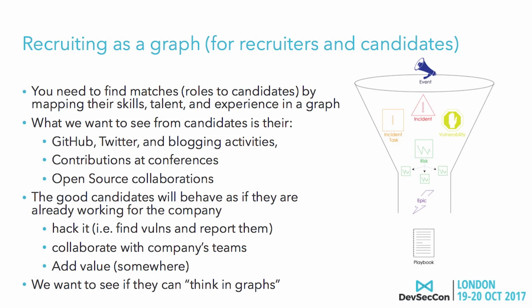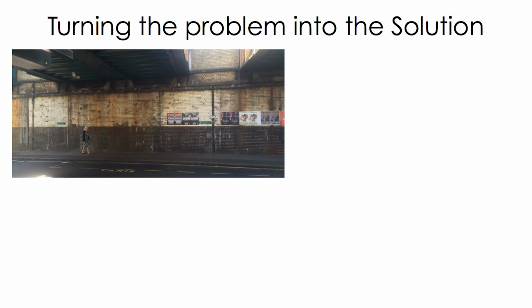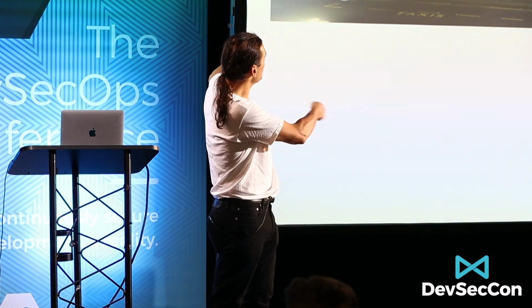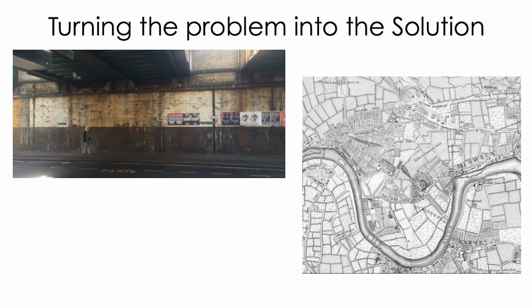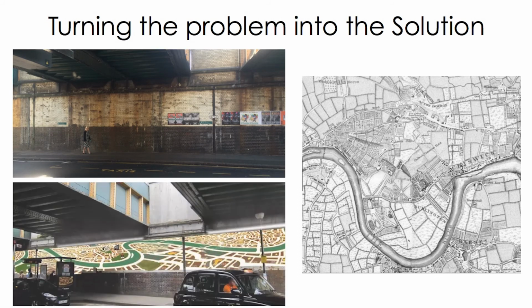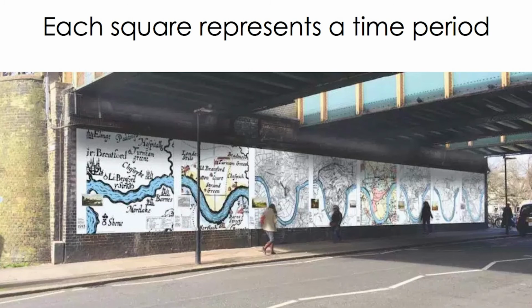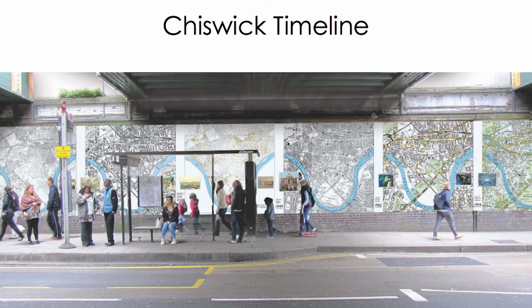Finally, I want to give you an idea of how you can turn a problem into a solution. This is something that we work on in Chiswick. Actually, my wife is working on this, where they're trying to fix this, right? This is one of the bridges. This is the map of Chiswick, right, where I live. So you can see that it doesn't work, right? The problem is you have a square to go into a rectangle, and it doesn't work, right? The solution was to turn the problem into the solution. So each square represents a timeline. You've got literally, this is like 1800 all the way to A to Z, right? So it's a cool example of using design to take a problem and make that part of the solution, right?